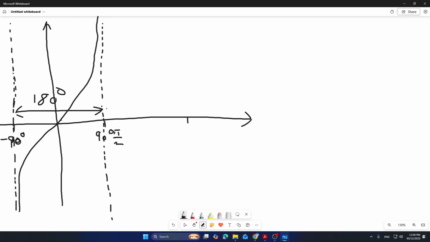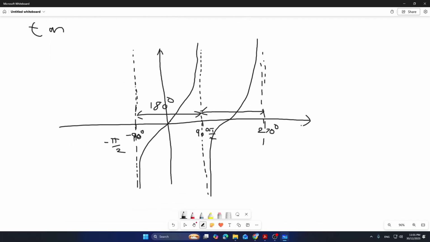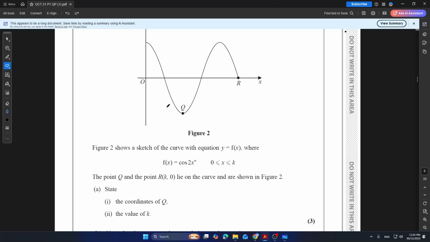That means the distance from this asymptote to the next asymptote is also 180 degrees. So let's say this is 270, because 90 plus 180 is 270. Again, same thing, there's going to be an asymptote here, and we're going to draw a line like this, and it's going to keep going every 180 degrees. But understand that this is the concept of a tan graph. Now, here we have a slightly different equation.